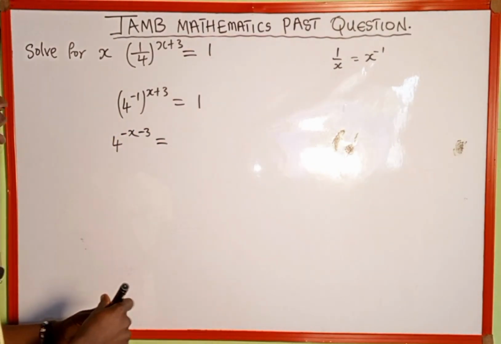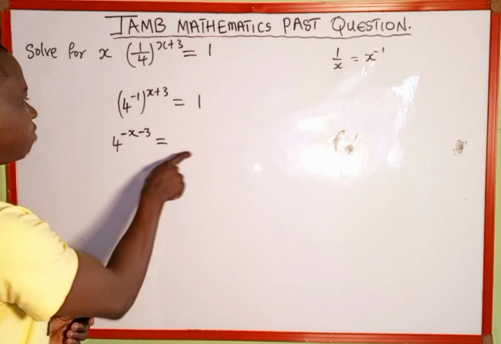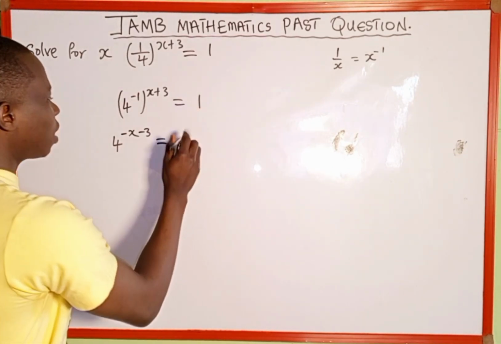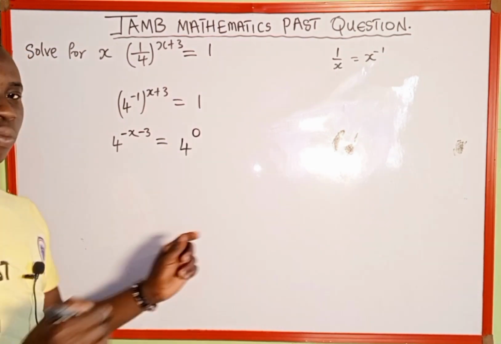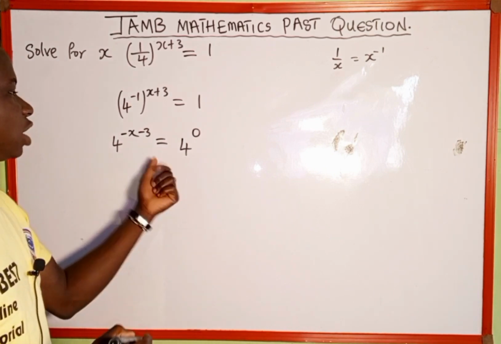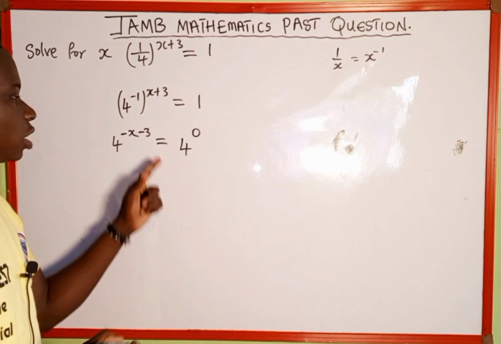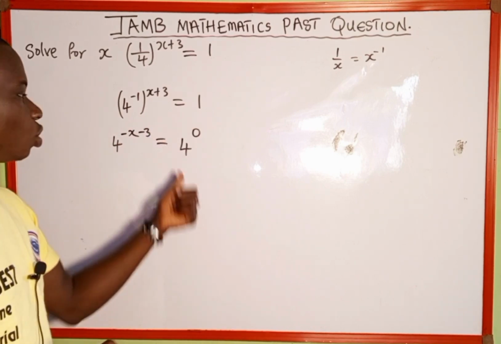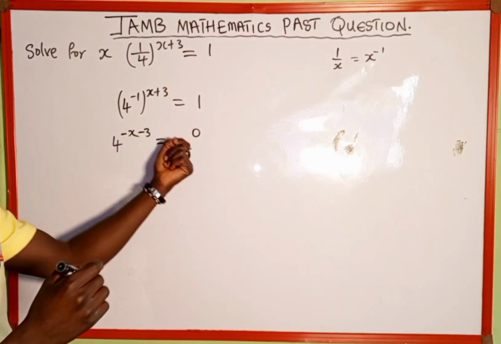Then recall that any number raised to the power of 0 is the same as 1. Now to make the bases the same, this 1 can also be written as 4 raised to the power of 0. Now that the bases are the same and there's an equality sign, we recall one of the properties of indices, the powers are also the same. So we cancel out the base and equate the power.